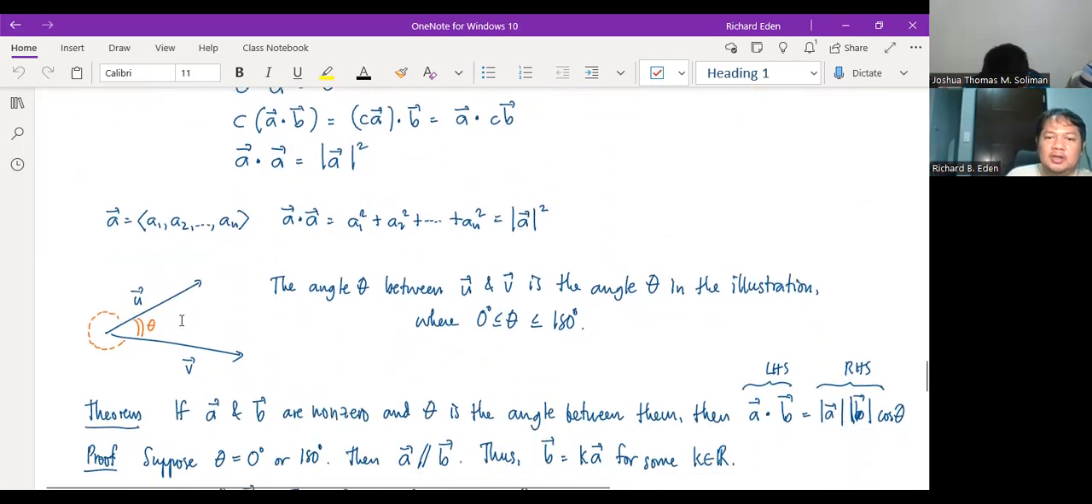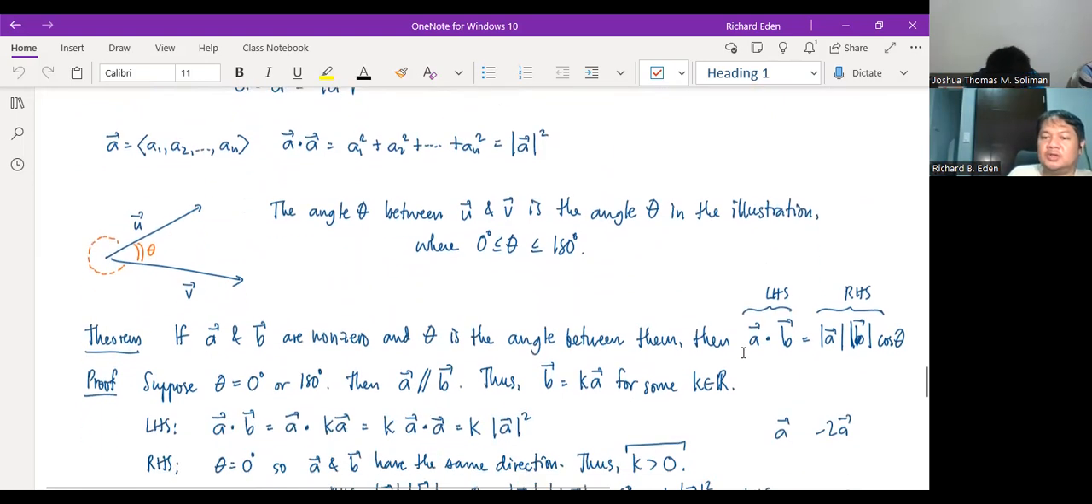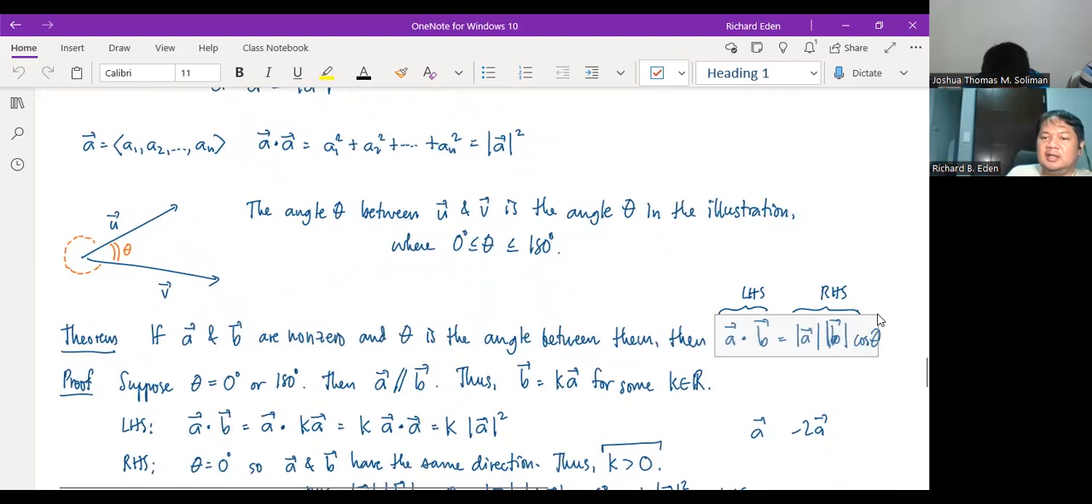And furthermore, if theta is the angle between two vectors u and v, whereby by angle we are referring to that angle theta, which is between 0 degrees and 180 degrees, then the angle can be retrieved from this formula involving the dot product. A dot B equals length of A times length of B multiplied by the cosine of theta.